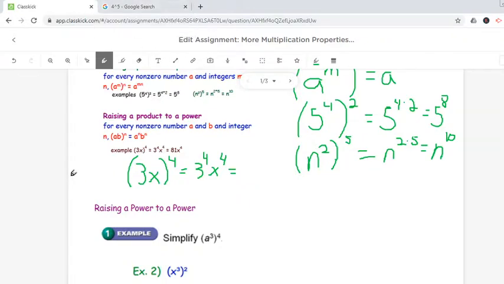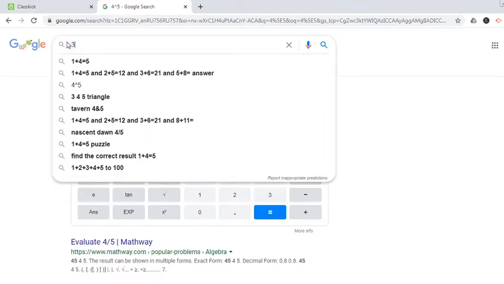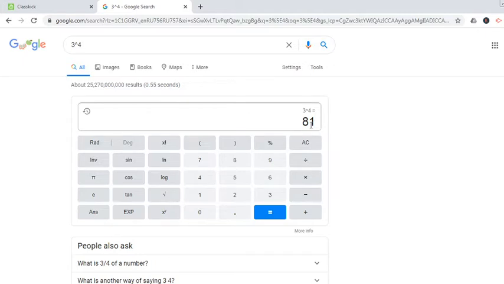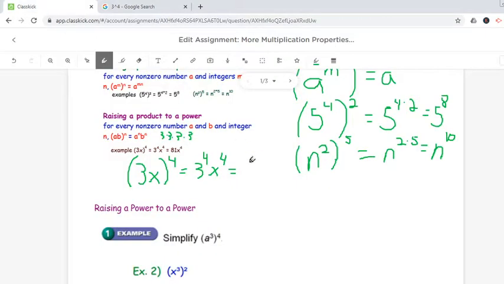Okay. And then 3 to the 4th. So let's see what 3 to the 4th is. 3 times 3 times 3 times 3. So what is 3 to the 4th? 3 to the 4th is 81. So we have 81 x to the 4th. Okay, and that's what they have.